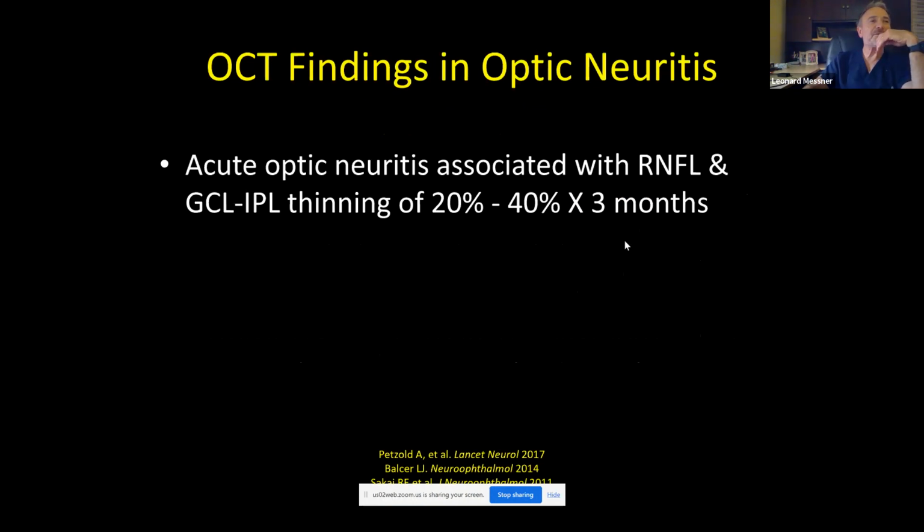Now, with optic neuritis, early on you get a little bit of thickening of the nerve fiber layer and the ganglion cell layer, but that thins down very rapidly. Typically within about 3 months, as their vision is getting better, their OCTs are looking worse. You get significant thinning, up to about 40% overall thinning of both the ganglion cell complex as well as the retinal nerve fiber layer among individuals with demyelinating optic neuritis.